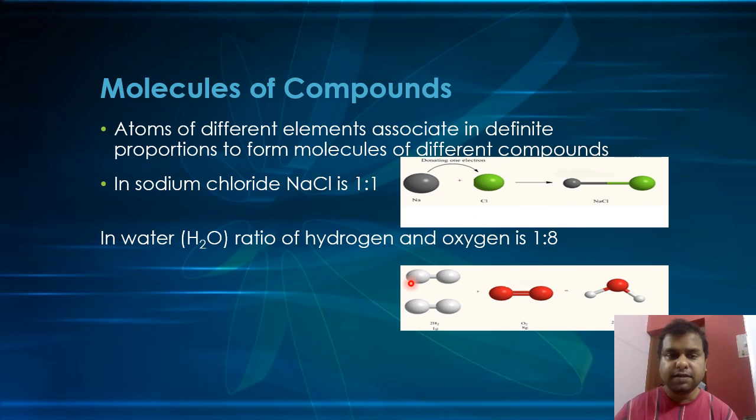Similarly, you have water, which is H2O, and we know that the ratio of hydrogen to oxygen in this combination is 1 to 8. So you see how this is formed. Here, hydrogen atoms interact with an oxygen atom: these two white ones are hydrogen and this one is oxygen, and this molecule is referred to as H2O, or what we commonly know as water.